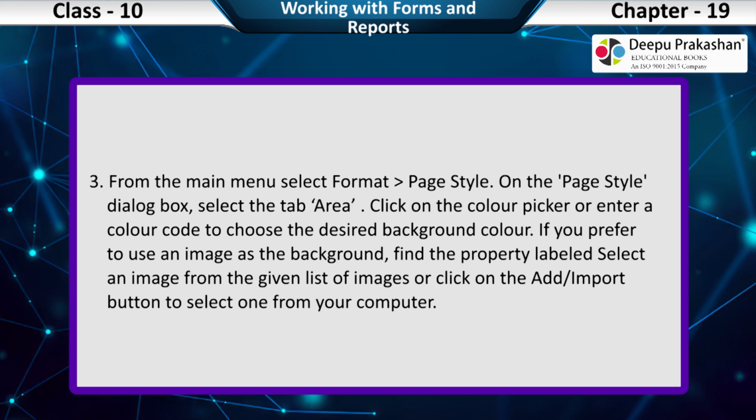Click on the color picker or enter a color code to choose the desired background color. If you prefer to use an image as the background, find the property labeled Image. Select an image from the given list of images or click on the Add Import button to select one from your computer.